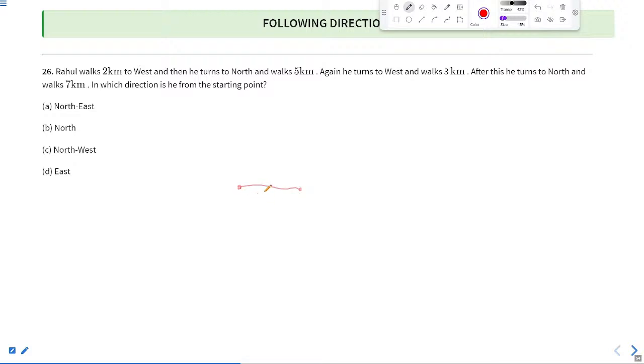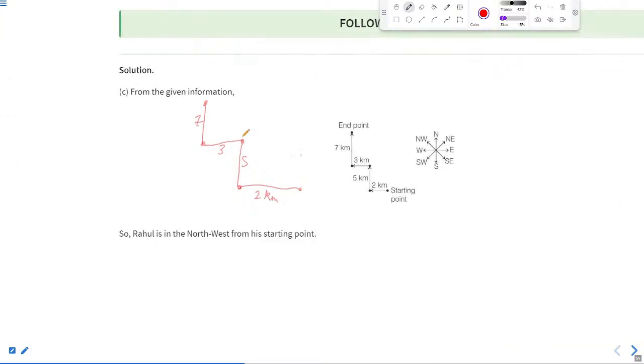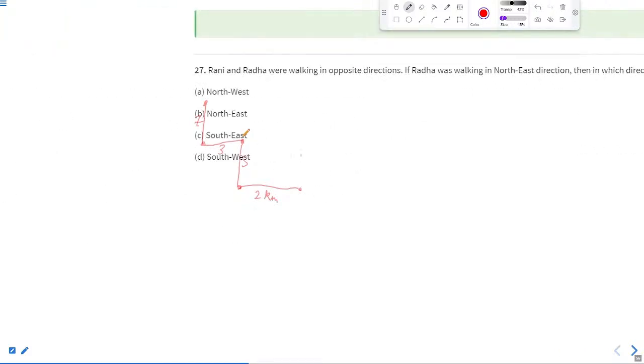Rahul walks 2 kilometers west, then turns north and walks 5 kilometers, then turns west and walks 3 kilometers, then north and walks 7 kilometers. In which direction is he from the starting point? So clearly he's gone north and west. Northwest is the answer, C. Answer northwest.